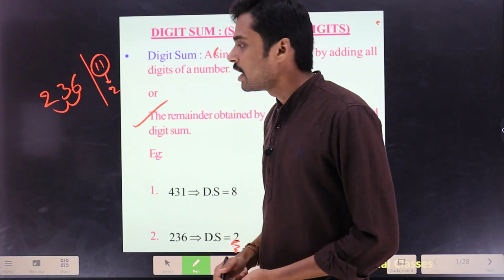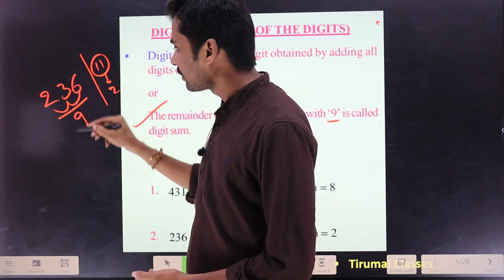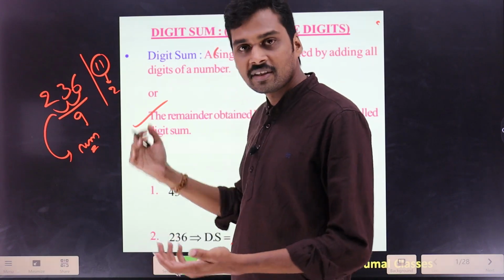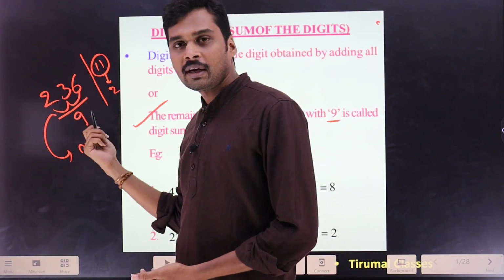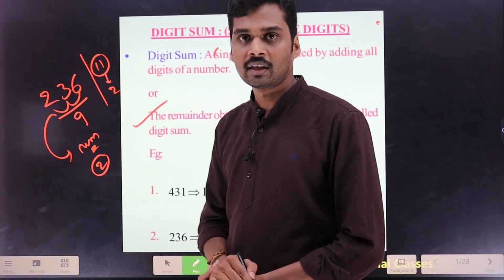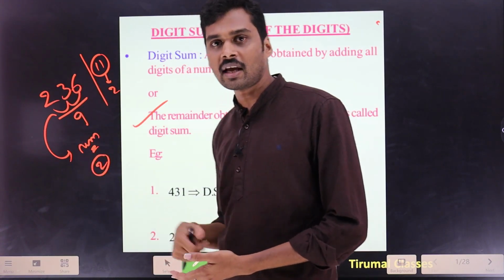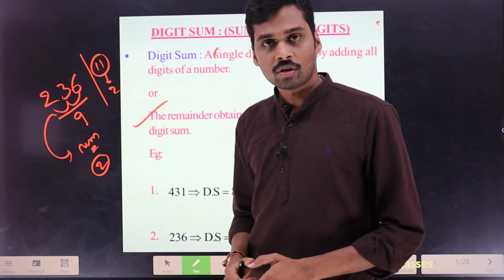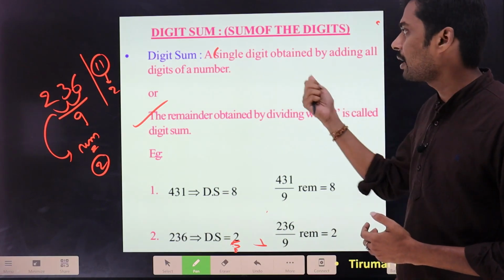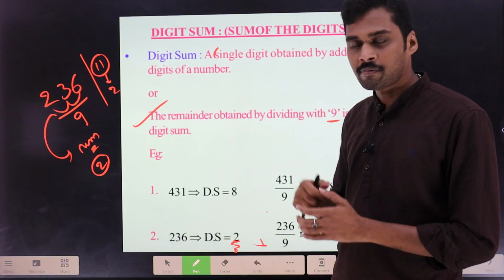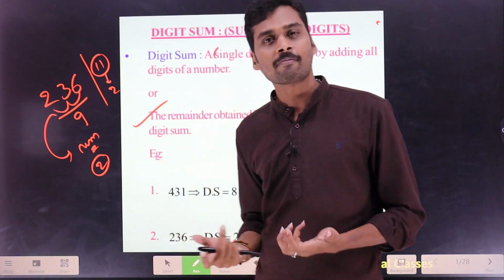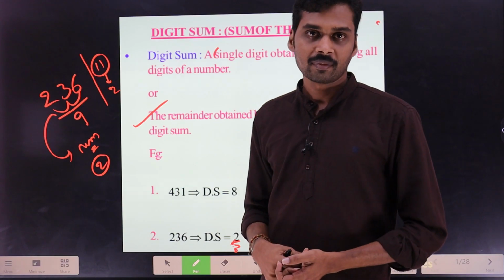The other definition is that by dividing the given number by 9, the remainder is your digit sum. If you divide 236 by 9, we get the remainder 2. So the definition of digit sum: either we write it as a single digit obtained by adding all the digits of the number, or the remainder obtained when dividing the given number by 9 is your digit sum, right?